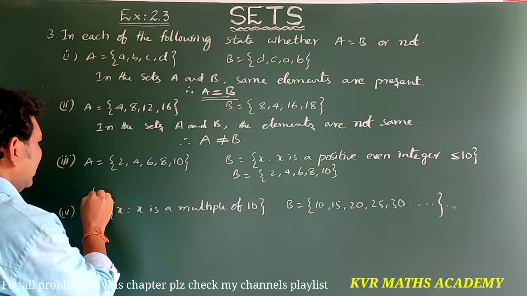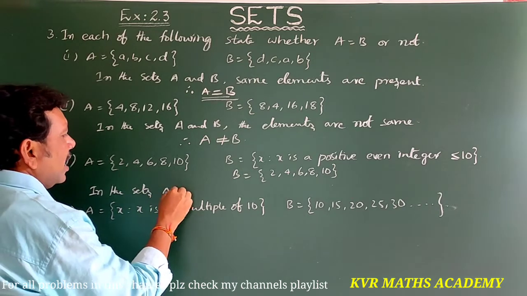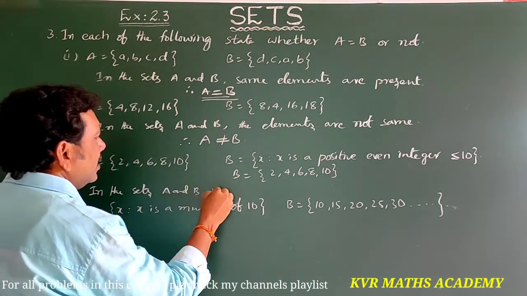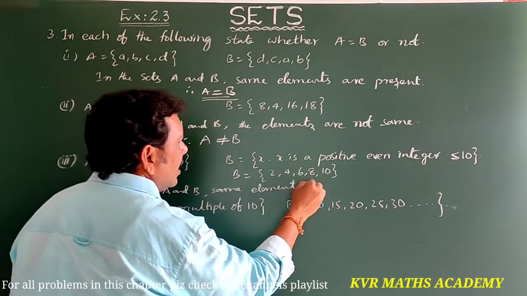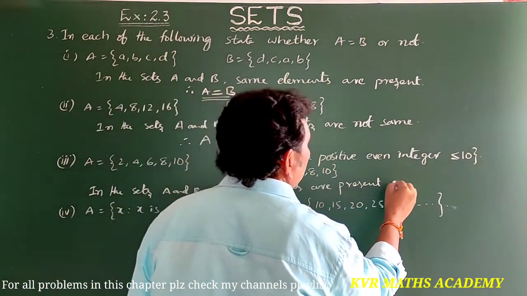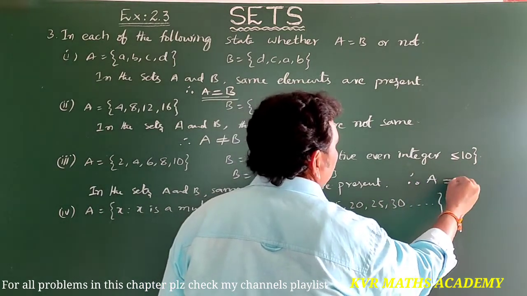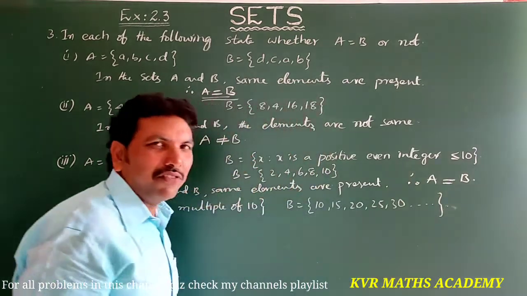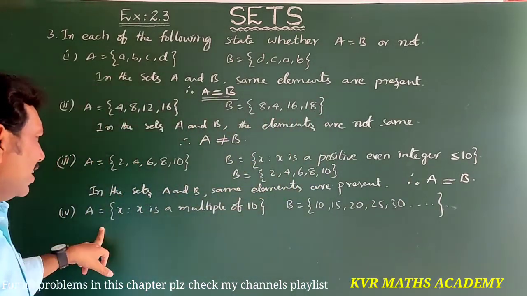Write down. In the sets A and B, same elements are present. So therefore A is equal to B. Right? Yes, coming to the final one.